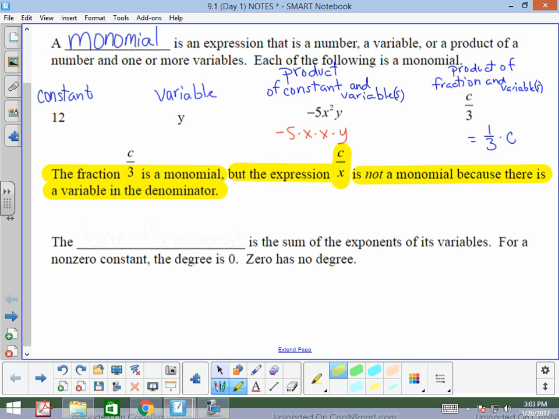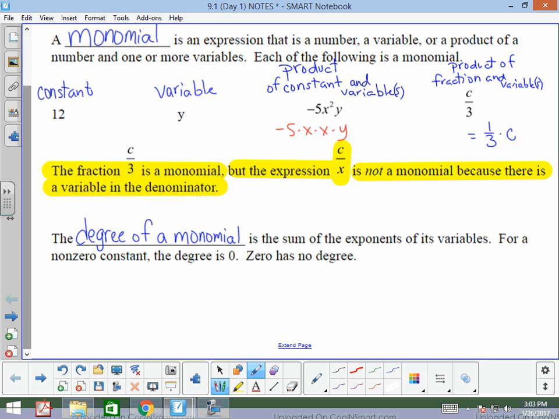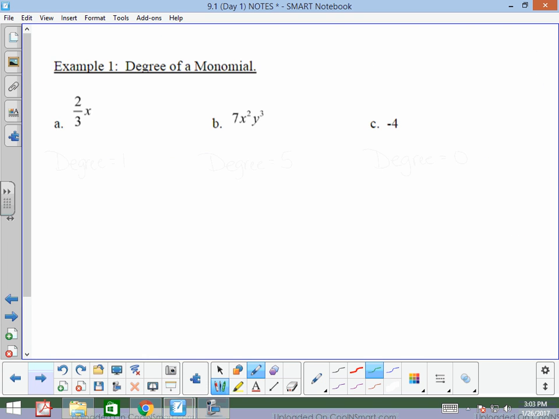Now let's look at another term, degree of a monomial. Now the degree of a monomial is the sum of the exponents of its variables. So this is important. Variables. For a non-zero constant, the degree is 0. So if there's not any variables, the degree is 0. And then just throwing this in here, 0 has no degree. Okay, so let's look at some examples of that.